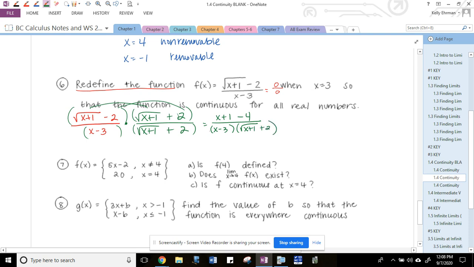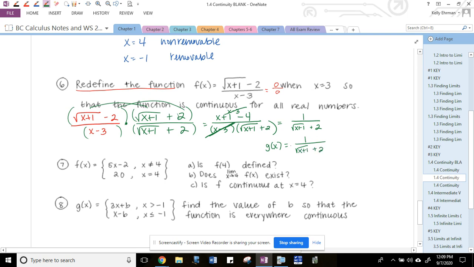I don't want to distribute because the way that these problems should always work out is that the numerator, which simplifies to x minus 3, will cancel with that extra piece in the denominator. So you have 1 over square root of x plus 1 plus 2. This is the redefined function. So maybe I'll call it g of x. Okay, so g of x could equal 1 over square root of x plus 1 plus 2.